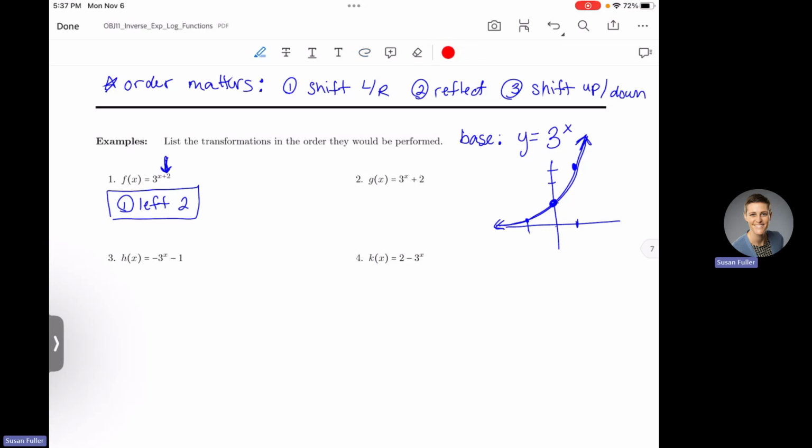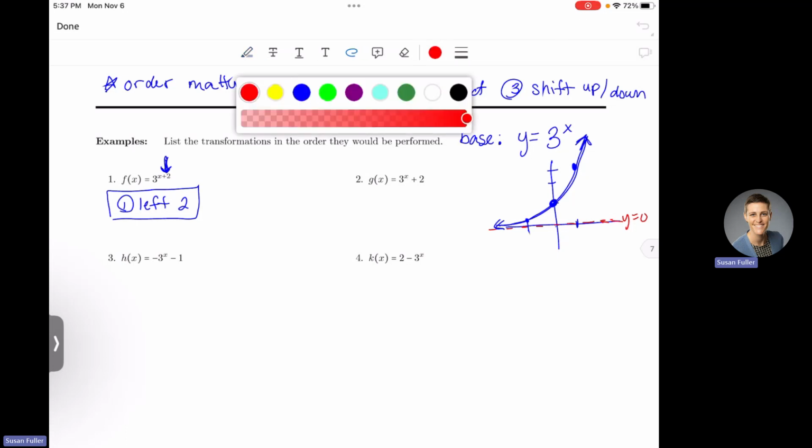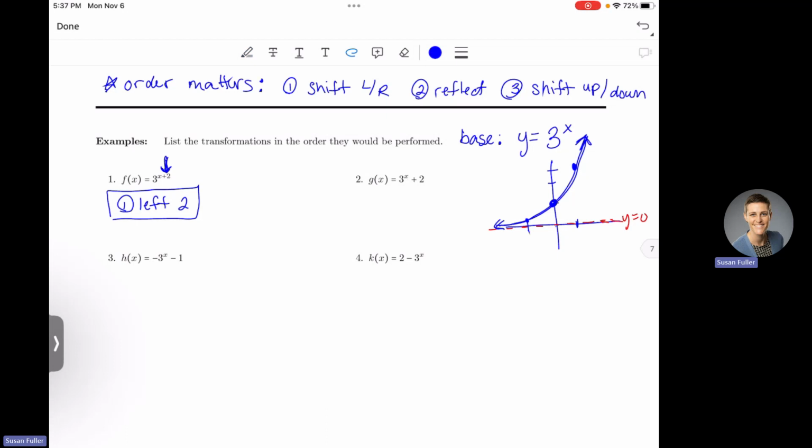Okay. And I just want to make note here, this base function has a horizontal asymptote at y equals 0. If I shift this whole thing left and right, my horizontal asymptote isn't actually moving at all. It's going to stay in the same place. So with number 1 here, our horizontal asymptote's not going anywhere.